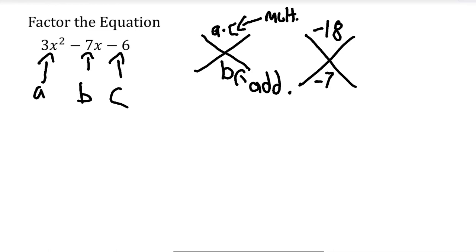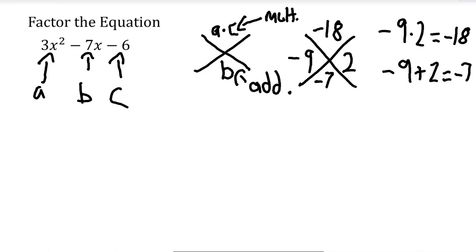I'll let you think a little. The answer is negative 9 and 2, because negative 9 times 2 is equal to negative 18, and negative 9 plus 2 equals negative 7. So we now have negative 9 and 2. But what do we do with them?